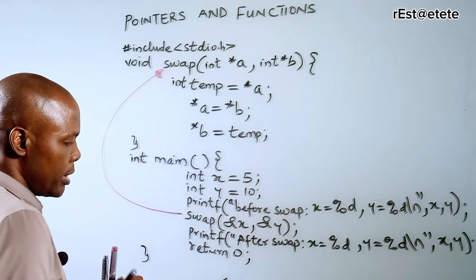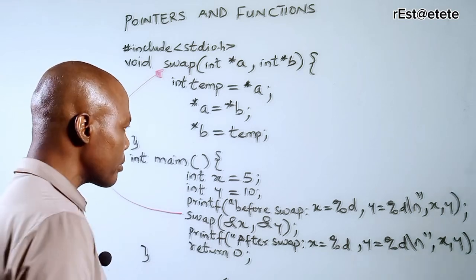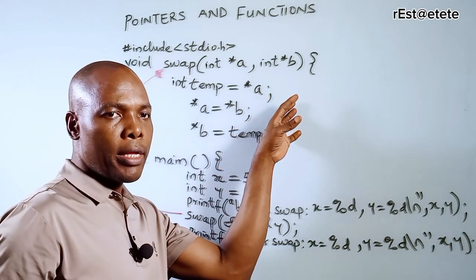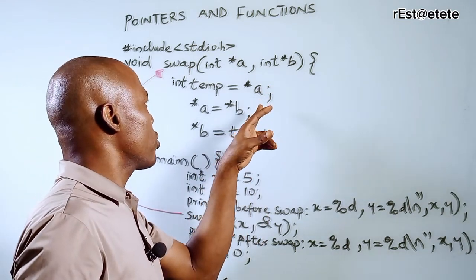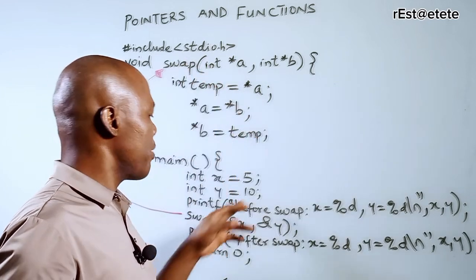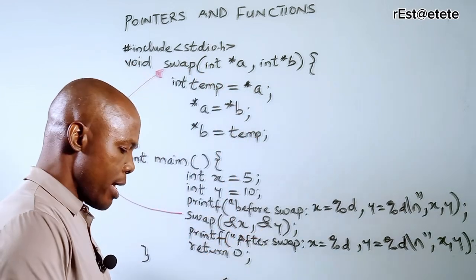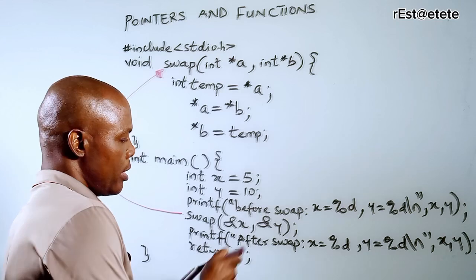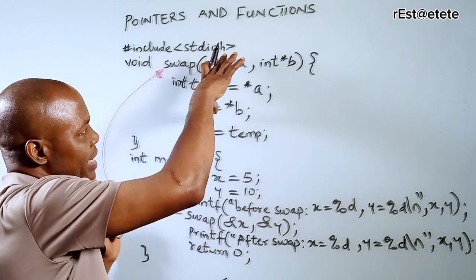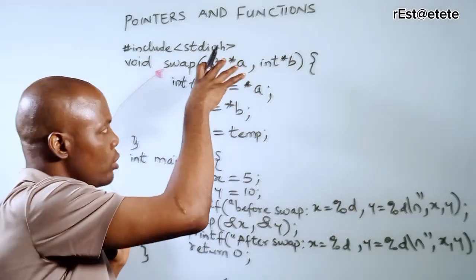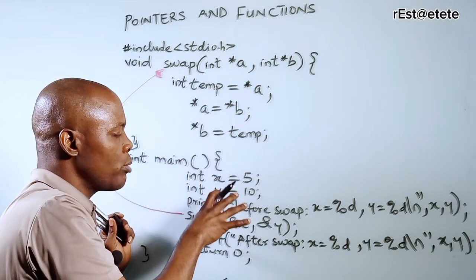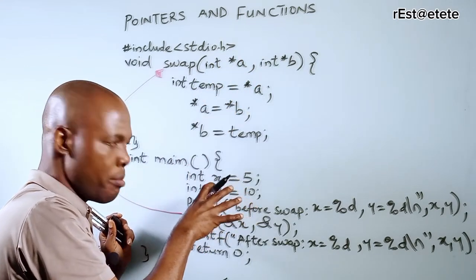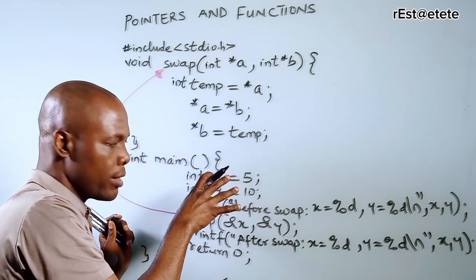All right, so this is my program. Now let's explain. I'm using a pointer. I'm calling a function by reference. That's what I'm doing here. So the first thing I do is create the function. Through this function, I'm going to manipulate whatever is inside the main function, right?